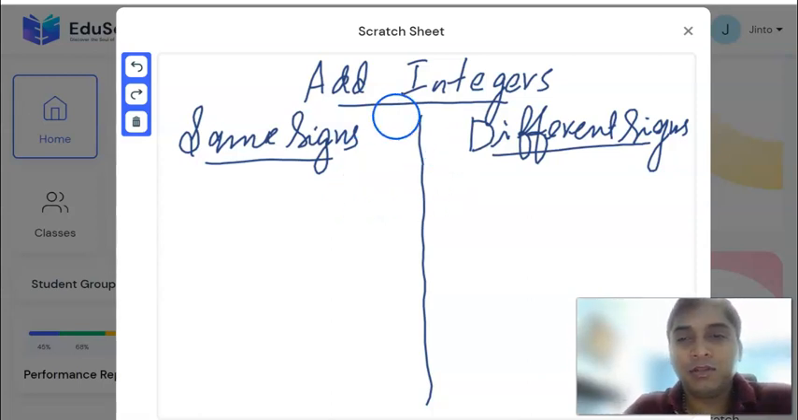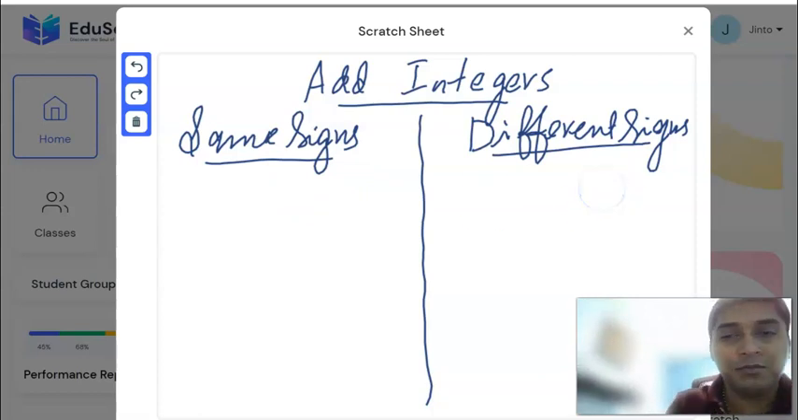Hello, let's put all these together. Add integers. There are two possibilities. Either they are same signs, you have to add the numbers with the same signs.